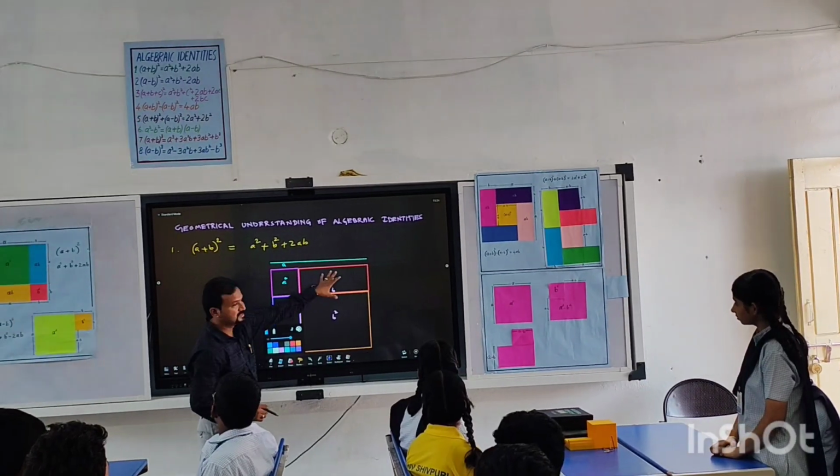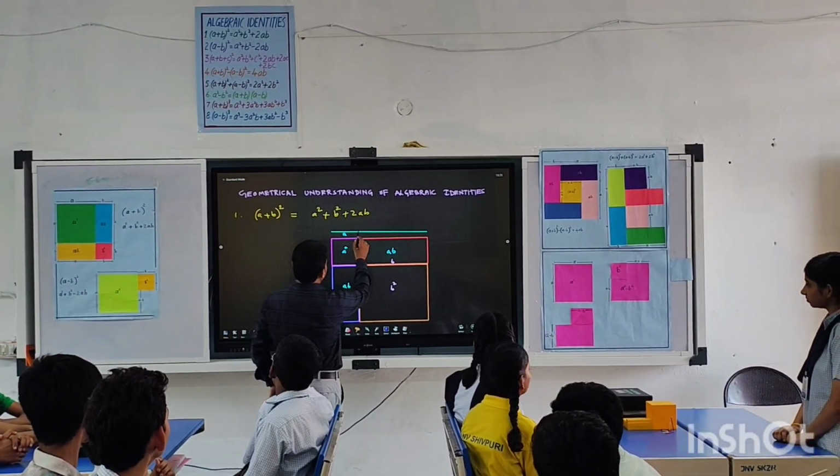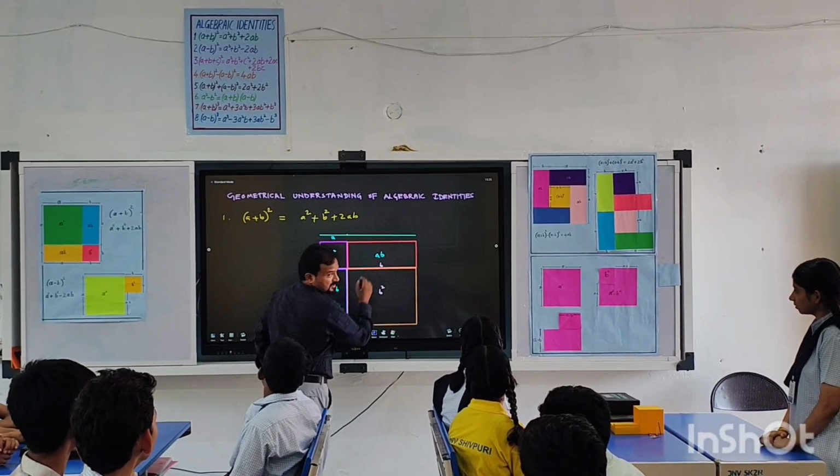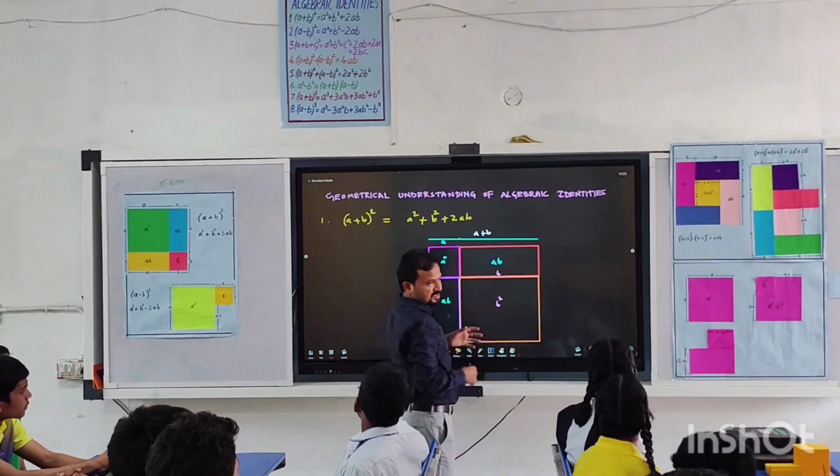What is the side of this big square? a plus b. From here to here, this is a, and from here to here, b. So the side is a plus b, and its area is a plus b whole square.